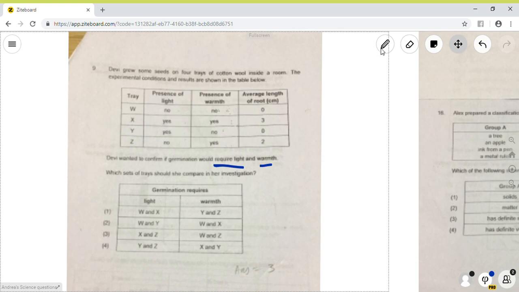If you look at XZ, this one has light, this one has no light, and the rest are almost the same, present and warm. So this can be used to check light. Okay, so this XZ is used to check light, that's correct. Then for the warmth it is WZ. So WZ is just this one, no and yes, correct. Then the rest are the same, you see, it's no.